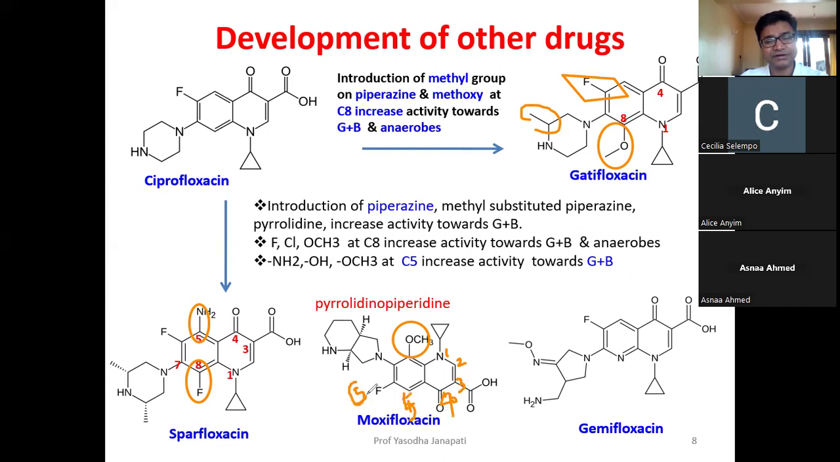So 6th position. Now in the 7th position, whatever we used to have as piperazine nucleus has been changed to this ring: pyrrolidinopiperidine. This is a pyrrolidine nucleus and piperidine nucleus, with which we got moxifloxacin. Again, in gemifloxacin, you see here, the naphthyridine nucleus came, just like in nalidixic acid. Nalidixic acid, this is gemifloxacin.